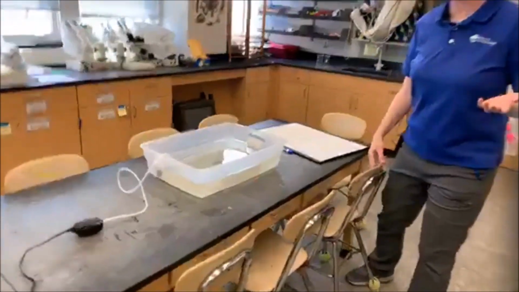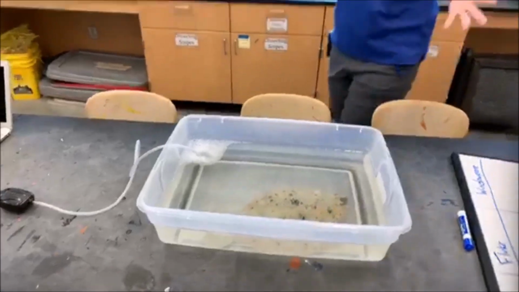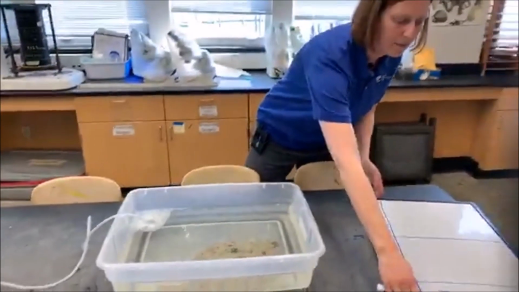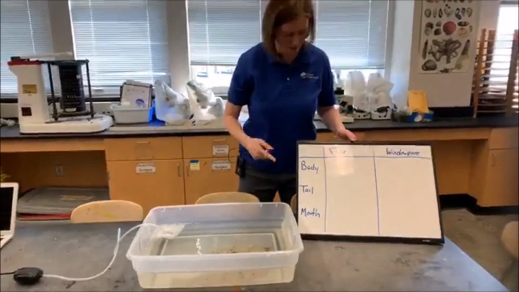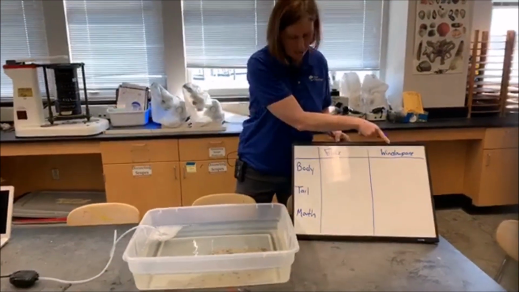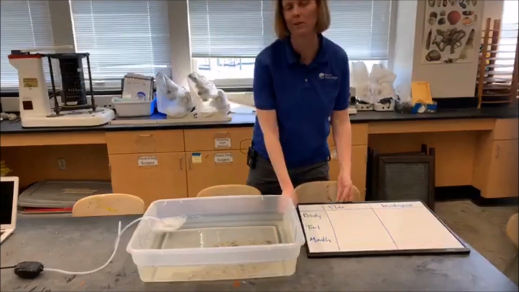As I'm looking at the fish today, I'm going to take some notes, and I think you should take some notes too, and see if you agree with me. So I've got my little chart here for the 2 fish I'm going to start with, the Fluke and the Windowpane, and I've written body, tail, and mouth as my categories.